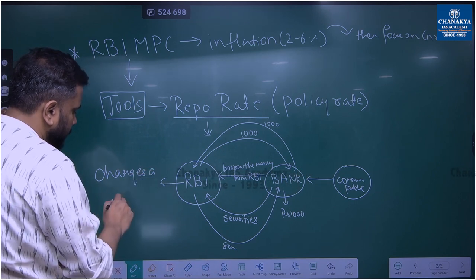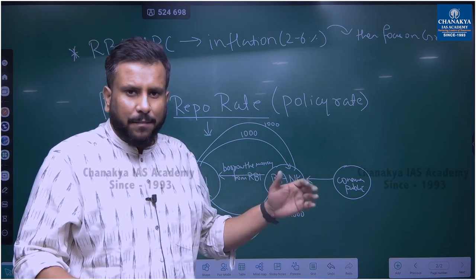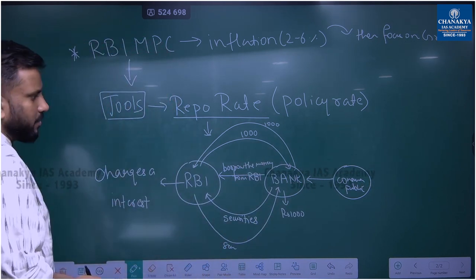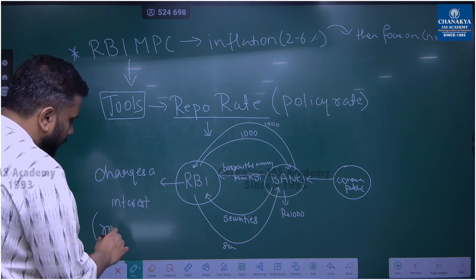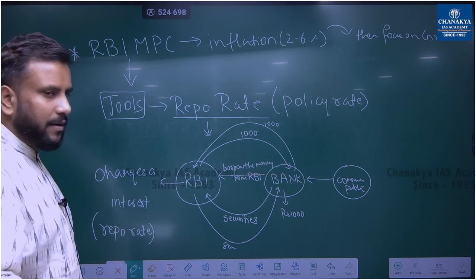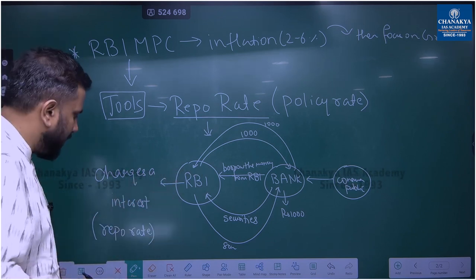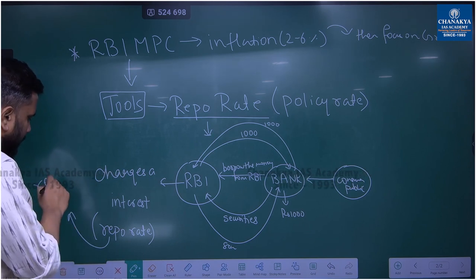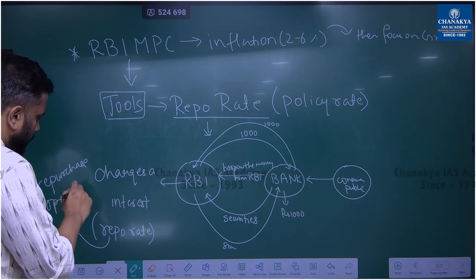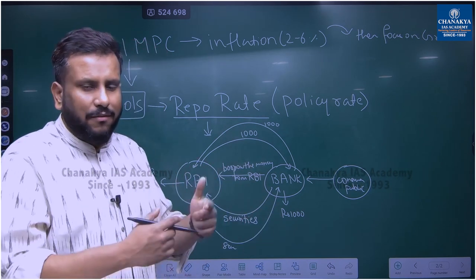RBI charges an interest, right? Because RBI is providing the bank with the money for its immediate requirement. So for this purpose, RBI charges an interest. That interest is known as repo rate, right? So this is how the repo rate functions. That's why its name is also repurchase agreement, repurchase operations or repurchase agreement, because this transaction is happening on a reverse basis.